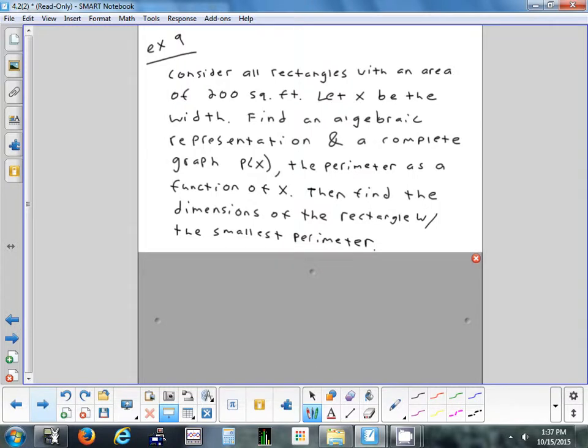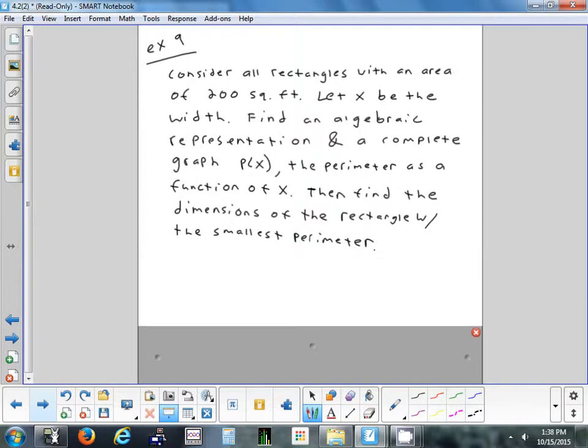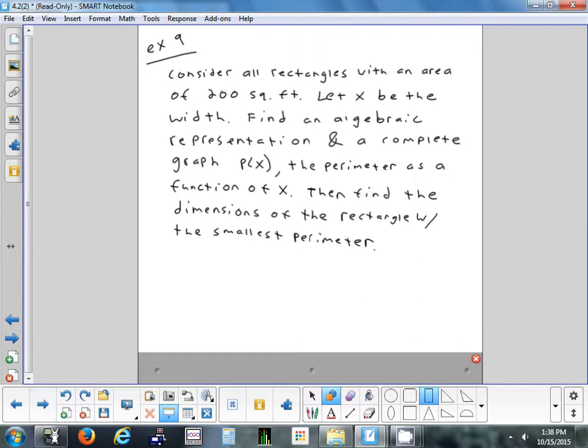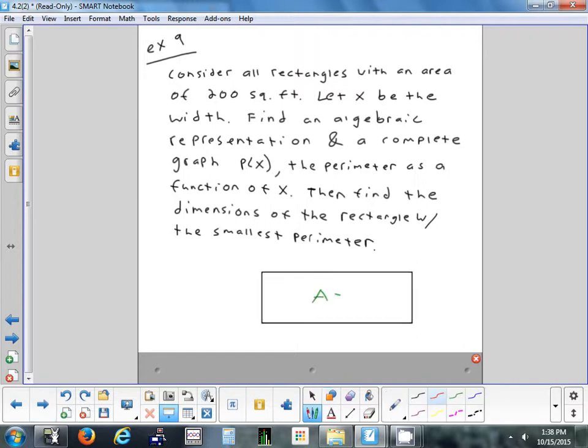Okay, and once I do that, then I want to find the dimensions of the rectangle that have the smallest perimeter. So I want to enclose the most amount of area, and I want to do it with the least amount of material. So let's see what happens. First thing, let's make a sketch. Area is 200.